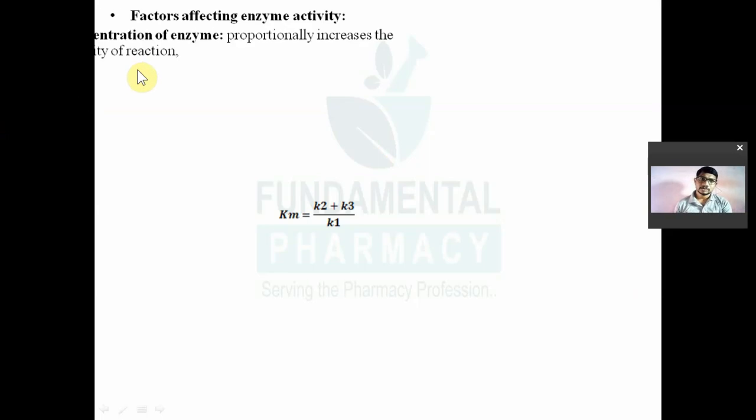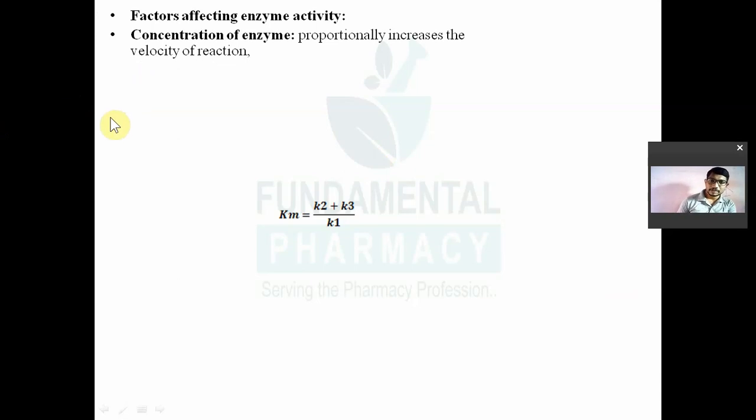Suppose you have one enzyme catalyzed reaction. You will have reactants and the enzyme. So what will affect the reaction? First, the concentration of enzyme. If the concentration of enzyme is increased, the velocity of reaction will also increase proportionally. If you increase the concentration of enzyme, the reaction velocity will increase proportionally.